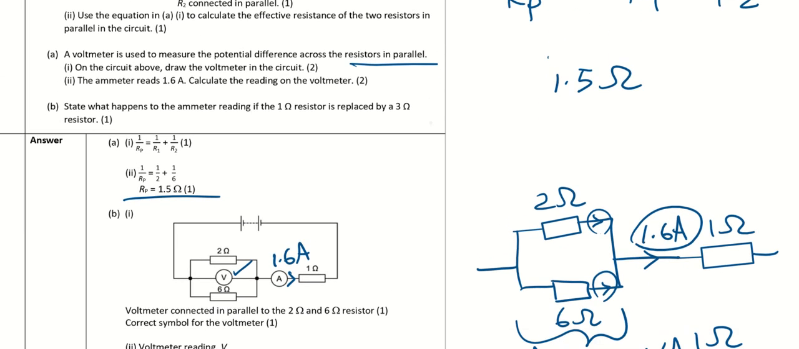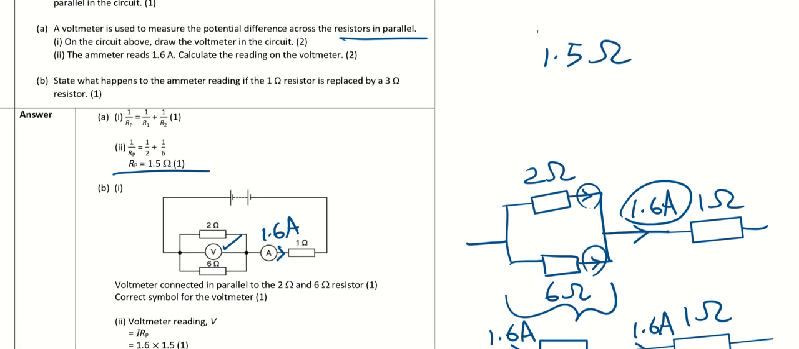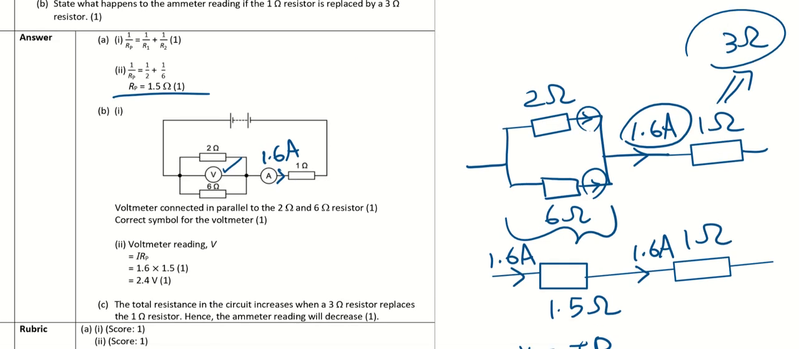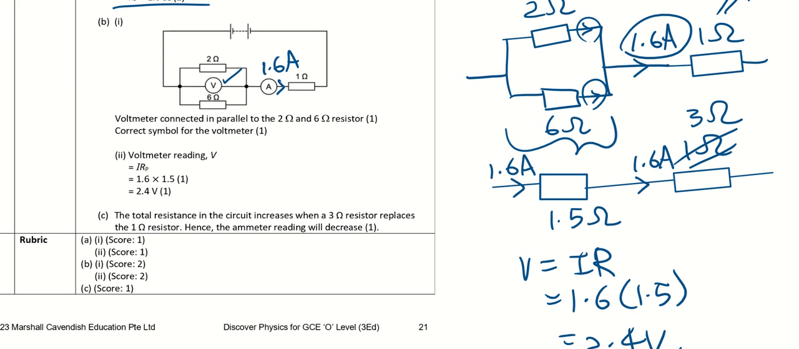Now state what happens to the ammeter reading if the 1 ohm is replaced by a 3 ohm. So now if this becomes 3 ohm, the effective resistance of the whole circuit will increase, right? So instead of 1.5 and 1, it will now be 1.5 and 3 ohm in series. So the total effective resistance will now be 4.5 ohm.